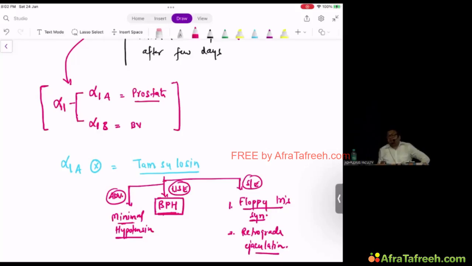So tamsulosin is an alpha 1A blocker. This drug will not affect which organ? Blood vessel. So which problem will it not cause? That is the main thing. Which organ will it affect? Prostate. So where can it be used?